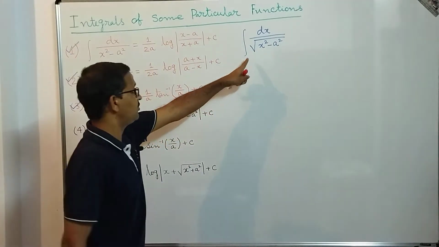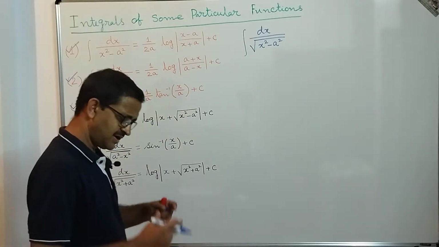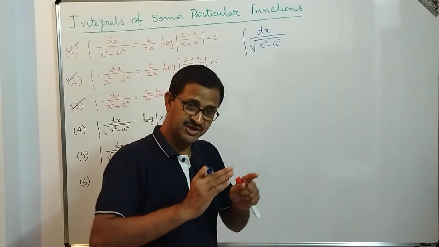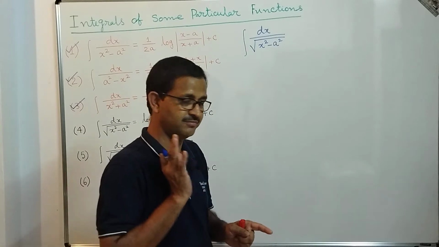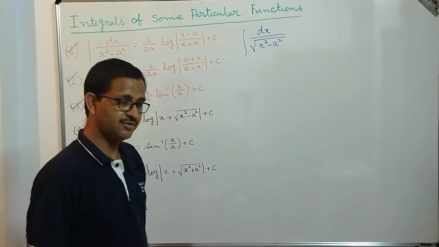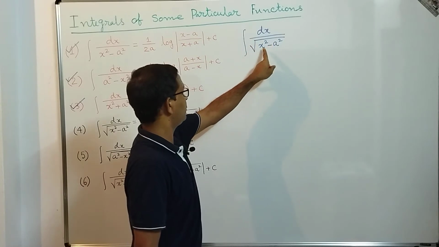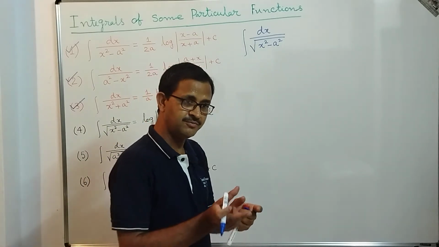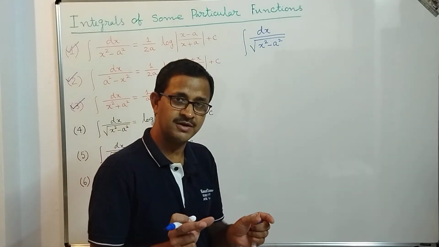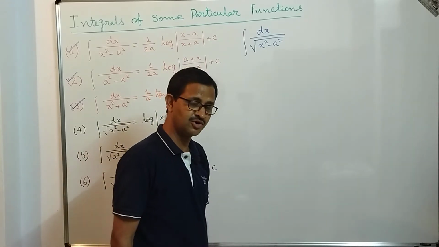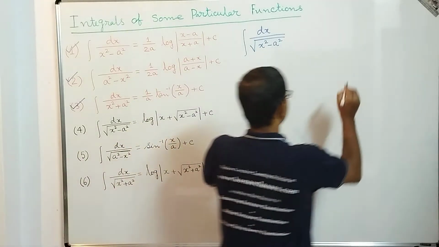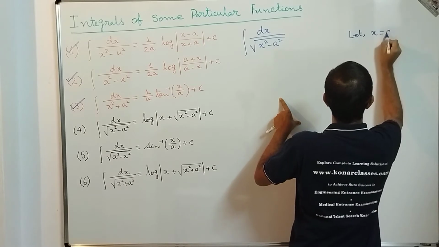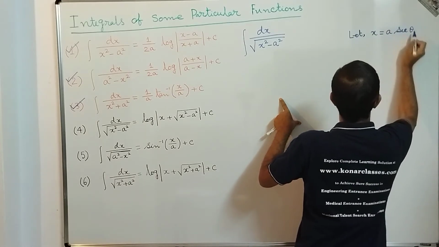When the square root was not there, it was x square minus a square, and we made the denominator a product of two expressions, x plus a and x minus a, and after that we adjusted and performed. But that scope is not here. Why? Because if you make it square root of x plus a into x minus a, we really cannot express it in two separate terms which will be helpful for integration. Not possible. So then what can we think of? We can think of letting x equal to a sec theta.